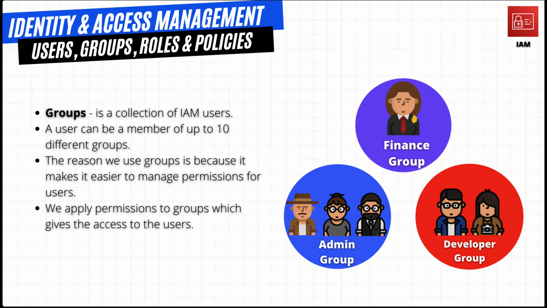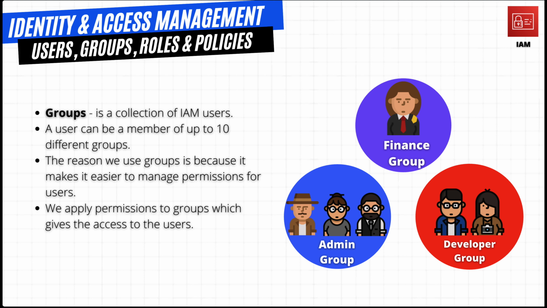As we mentioned before, groups are a collection of users. Here we have the admin, the developer, and the finance groups. Each group has its own specific permissions that pertain to their job function and what they need in order to perform their jobs. But a user can be a member of up to 10 groups if needed. For example, if the user is the vice president of IT, he or she may need to be a member of the admin and the developer group to check different things within the AWS account.